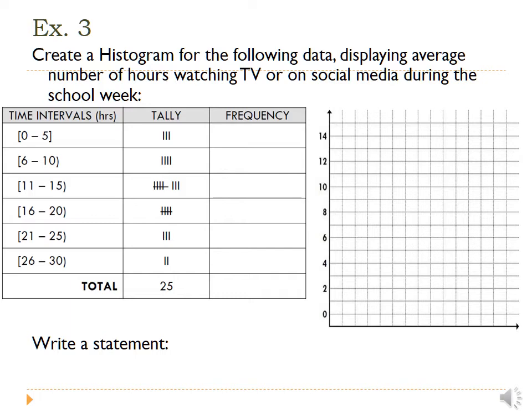Our next example, example 3, we're going to create a histogram for the following data, which is displaying the average number of hours watched TV or on social media during the school week. Now, aside from me telling you it's a histogram, you should know, if I don't tell you to make a histogram, that it's a histogram because we're talking about time, and it tells you it's in hours. And you're going to ask yourself, can you have half an hour? And the answer is yes. If the answer is yes, that means you're making a histogram, which means the bars touch.